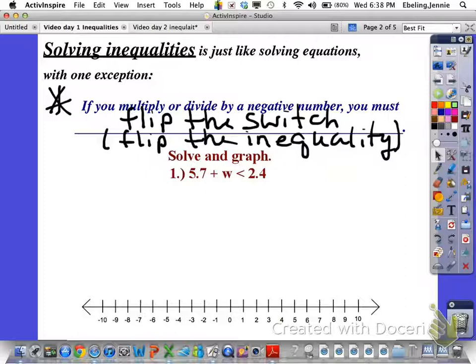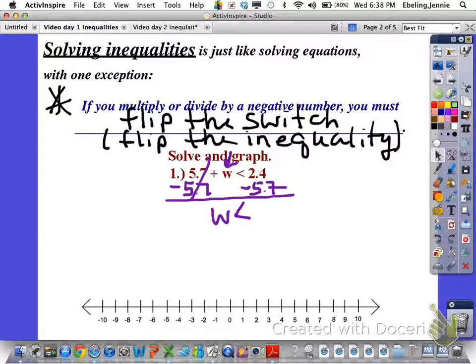Let's take a look at this example that we have on this page. With the 5.7 plus w is less than 2.4. Our goal is the same just like in equations, and that is to get that variable by itself. So in order to get this w here by itself, I'm going to subtract 5.7 from both sides of this inequality. And when I do that, these cancel out, bring my w down. I bring this same less than symbol down because I did not divide or multiply. I'm just subtracting, and subtracting, that rule that we just talked about, does not apply.